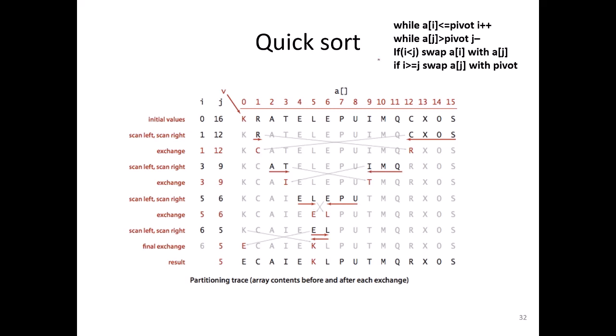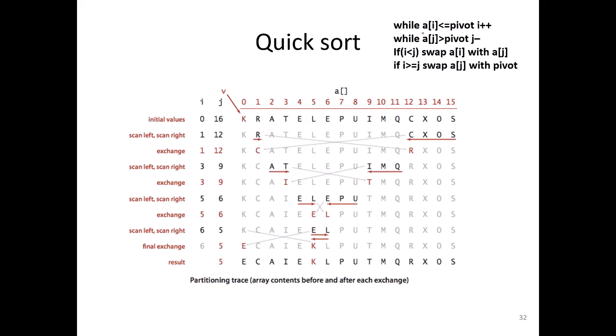Now in the next while loop, a of j, that is u, is compared with pivot k. U is greater than k, so just decrement it. Now it is compared with p. P is greater than pivot, just decrement it. Now it is compared with e. E is less than pivot, so just stop it. So I stopped and j stopped, just swap. If I is less than j, swap a of I with a of j. You will get it like this. Now I points to e and j points to L.